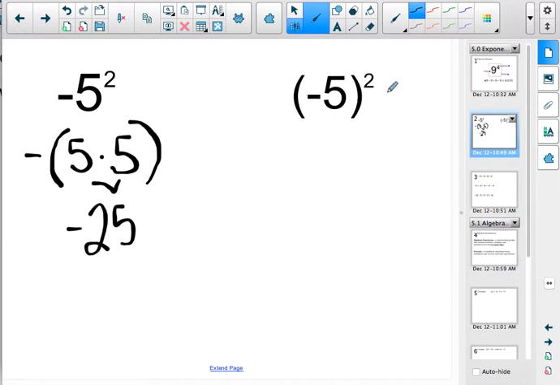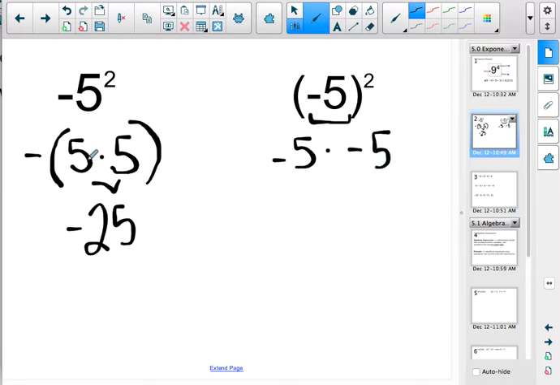Now the second expression looks different because of the parentheses. This time the 2 is touching the parentheses, and that means that everything inside those parentheses becomes our base. So when we expand this problem, it's written as negative 5 times negative 5. Big difference in how we write those two problems.